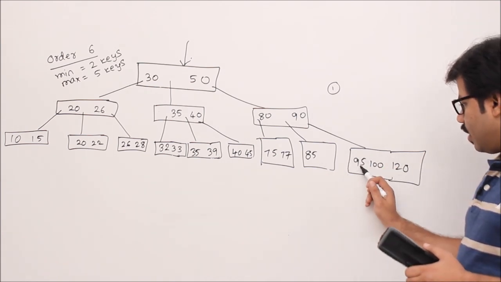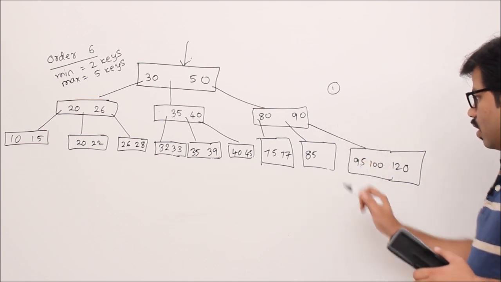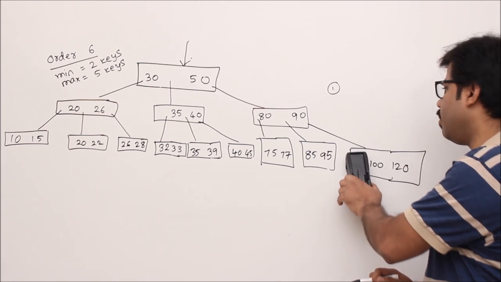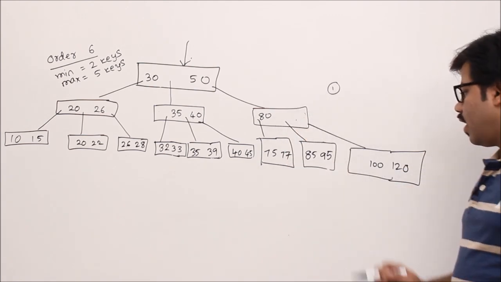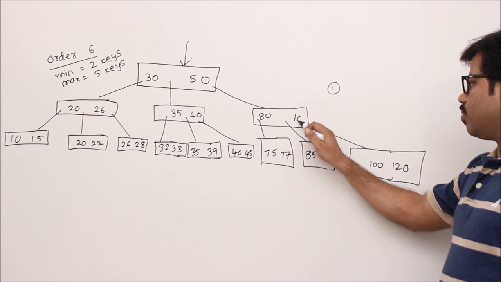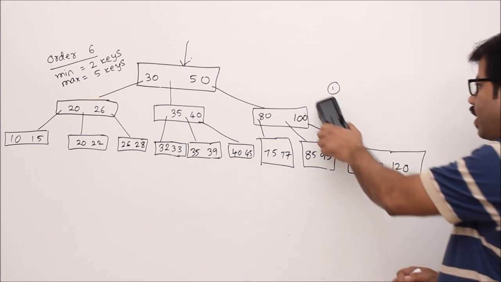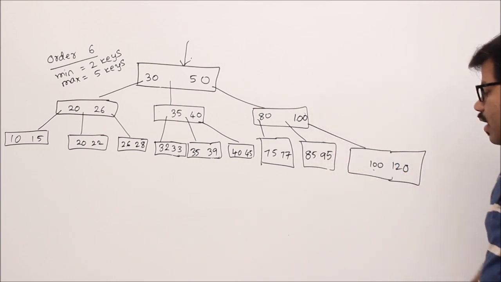So 85 here, 95 can be borrowed. But if I move 95, we should be careful. The anchor should be proper. Remove this 90 and keep the appropriate anchor, which is nothing but the least value in this node, 100. Done.